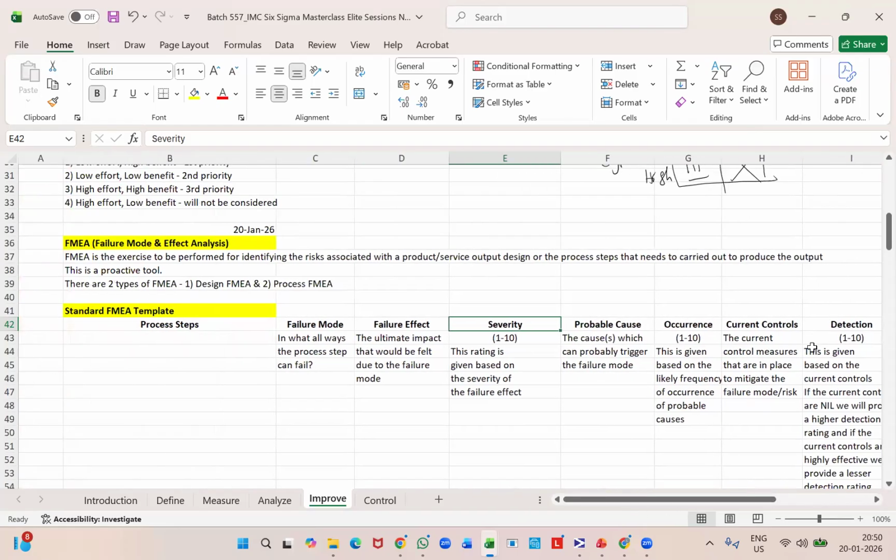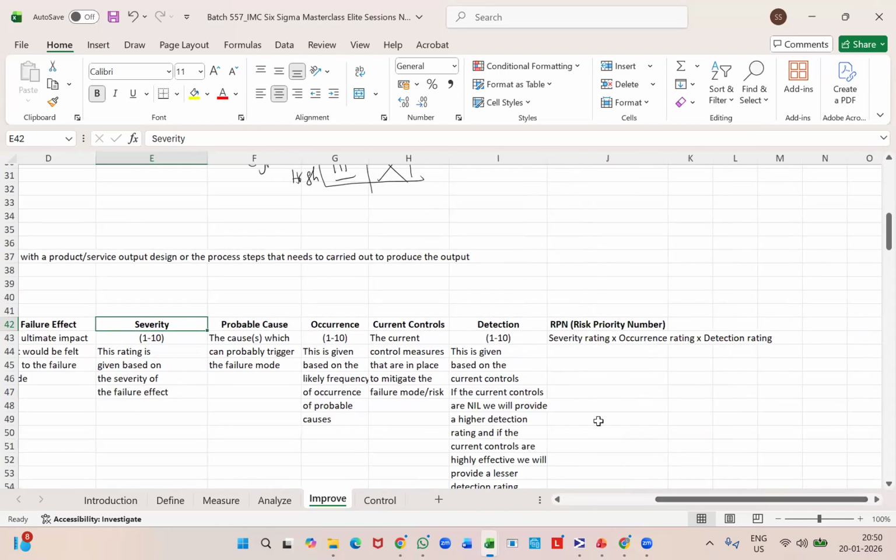So when we come up with effective control measures, we will only see some reduction in the detection and occurrence ratings, but the severity rating will remain the same. It will get reduced only if you are redesigning the process step. Then we will recalculate the RPN number, and if the RPN value is less than 100, we can feel satisfied that we have successfully mitigated the risk associated with that process step. So this is how we will perform this FMEA exercise.